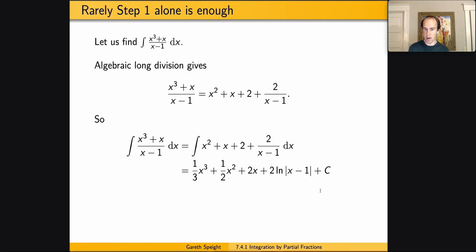Then we use the power rule in each term. And finally, 2 over x minus 1, we could do a u-sub, u equals x minus 1, for instance. It will be 2 ln absolute value x minus 1. So do go back and look at algebraic long division, how to do it. If you've forgotten, we'll do some examples too.